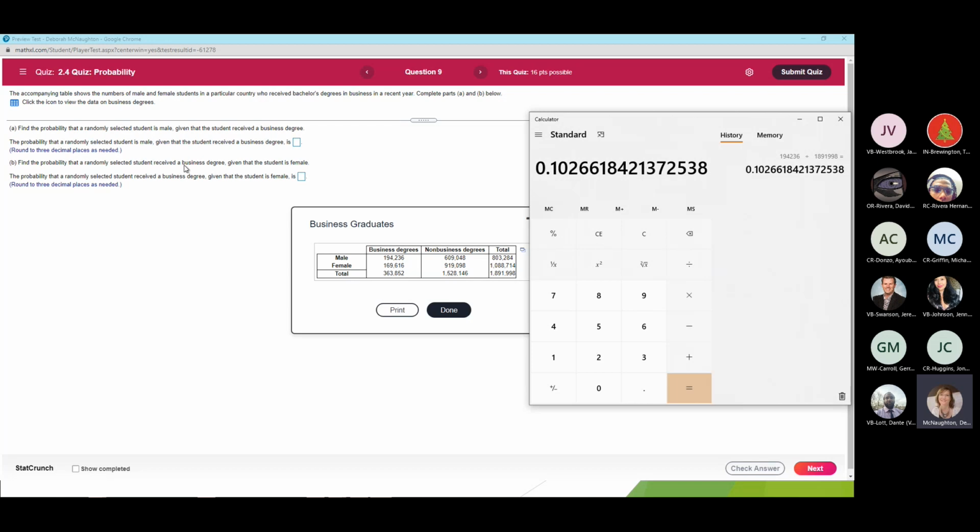And then the probability that I'm male, because we divide by the probability that I'm male. So that's the total number of males, 803,284 divided by 1,891,998. Oh, I should have done that one first.